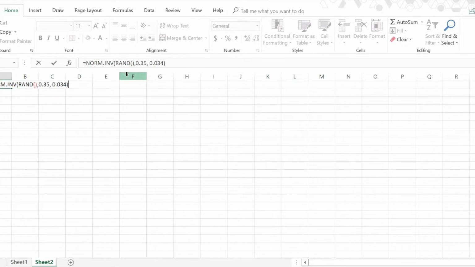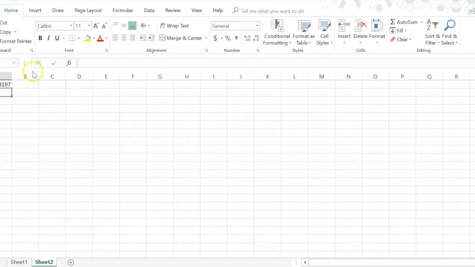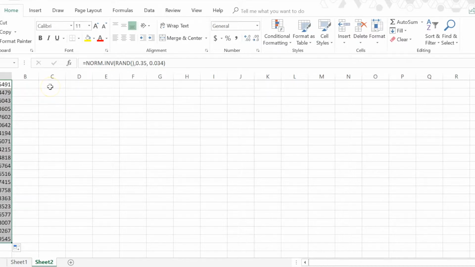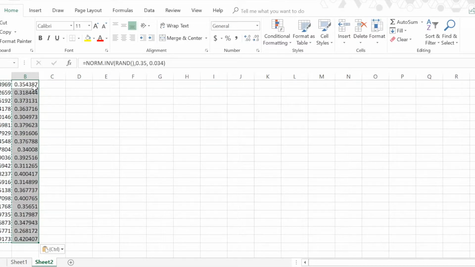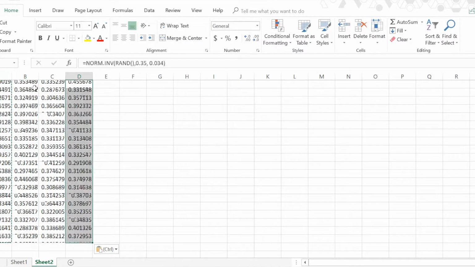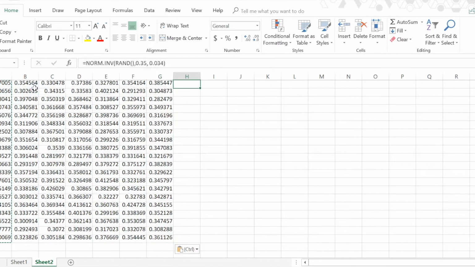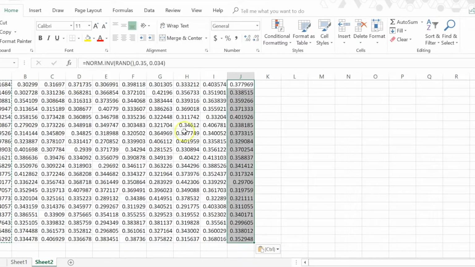So that's going to give us our command there to generate that random piece of data from this distribution. Just like before, we want the same size sample, so I'm going to click and drag down to A20, Control C to copy, and then go over into B1 here, Control V, Control V, Control V, all the way through column J.